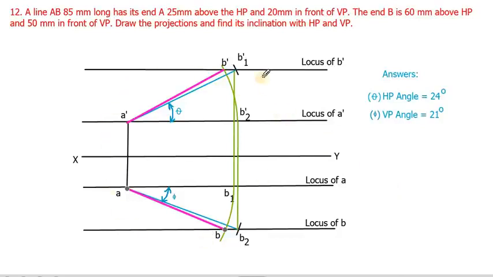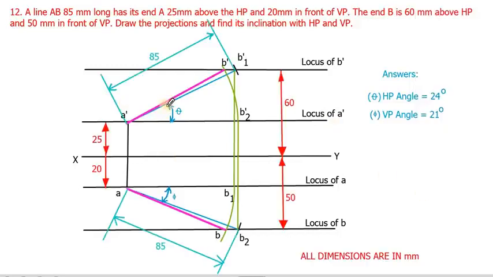Then some of the dimensions I have missed, so you should not miss them. You have to mention the dimension, that is above HP 25 mm. Draw the dimension line and mark as 25, similarly 20, and also the B point above HP, that is 60 and 50, that also should be marked here. Then the true length line on HP and VP should also be marked. So I will mark.